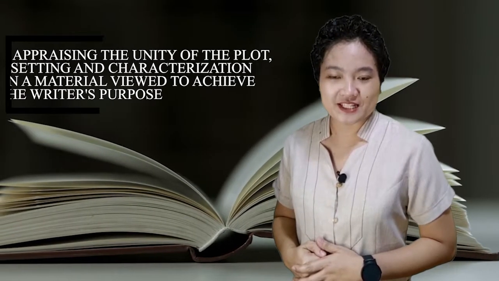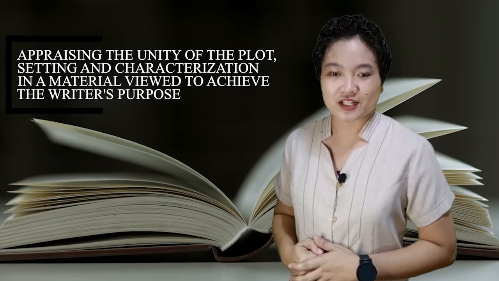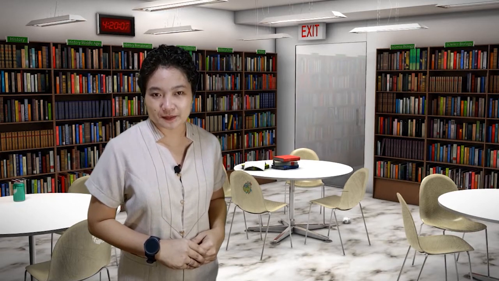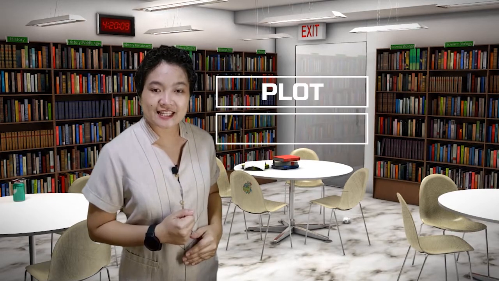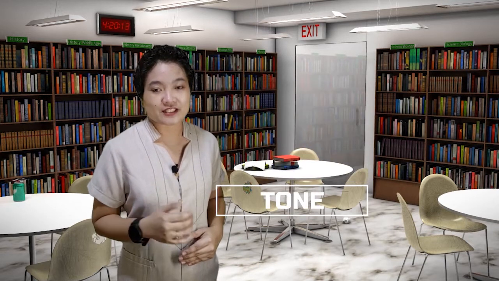This week, our topic will be appraising the unity of plot, setting, and characterization in a material viewed to achieve the writer's purpose. Understanding a writer's purpose in the story, we need to determine the development of narrative elements like plot, setting, characterization, and tone, because these play vital roles in the appreciation of the world of literature.